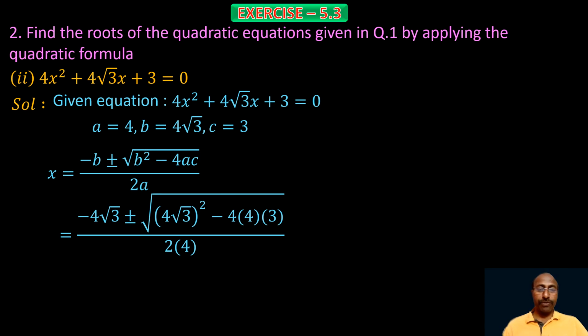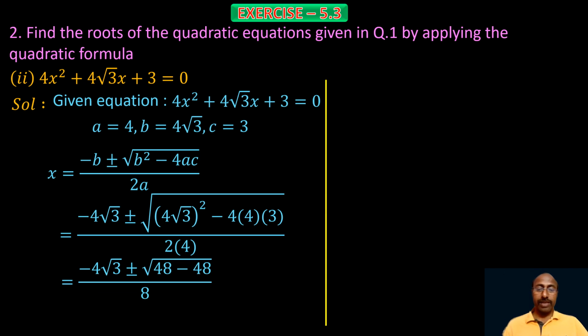That is minus 4 root 3 plus or minus under root 4 root 3 whole square minus 4 into 3. And we know that 4 root 3 whole square is 4 square into root 3 whole square. 4 square is 16, root 3 square is 3. That is 16 into 3 is 48. So in the square root we get 48 minus 4 into 3 into 4, that is 48, all by 8.